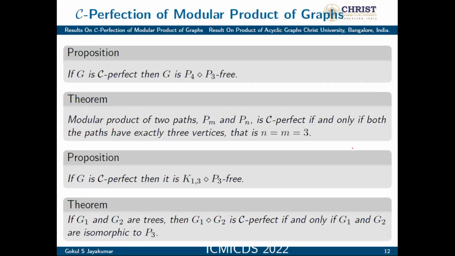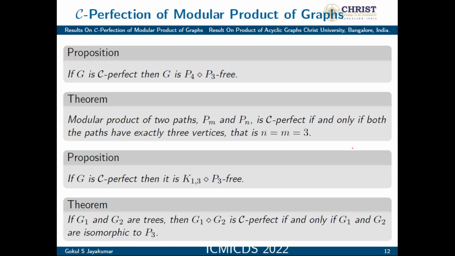Now these are the main results in our paper. If G is C perfect, then it is P4 modular product P3 free. With the help of this, we were able to characterize all path modular product path graphs. The modular product of two paths is C perfect if and only if both have exactly 3 vertices, that is, n equals 3. Only if both components are P3 will the modular product of two paths be C perfect.